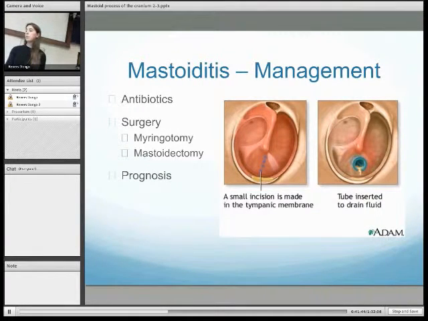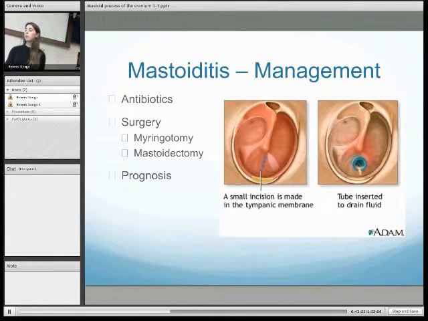In terms of management, it's managed in a hospital, so you give IV antibiotics, broad spectrum, for the first 2 days, and then you give a course of oral antibiotics for a week or two. In terms of surgery, you can do a myringotomy, which you can see in the picture there. You make a small incision in the tympanic membrane, which allows you to drain the fluid, and then you can insert a tube which helps to keep the middle ear aerated to prevent any further accumulation of fluid. You can also do a mastoidectomy, which is where you remove all of the infected cells, and if you've got that cholesteatoma, you can remove that as well.